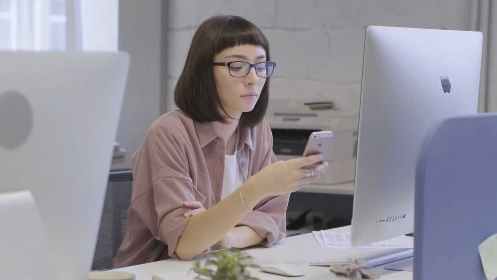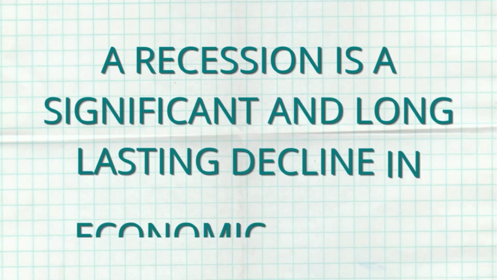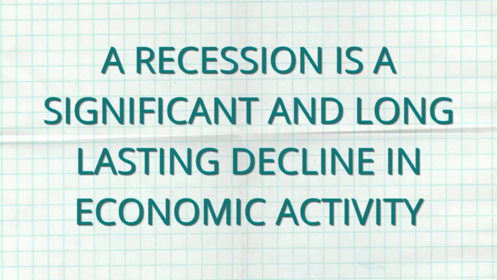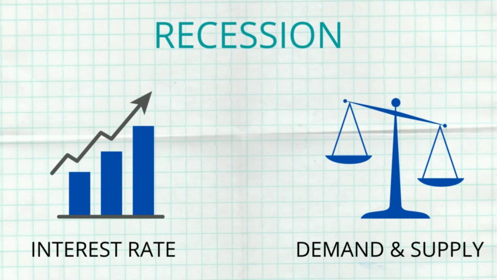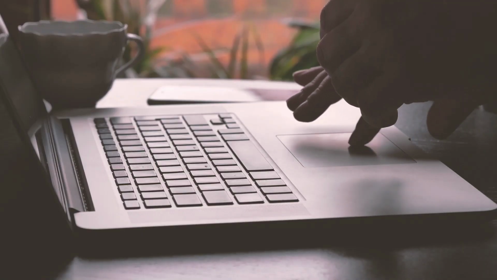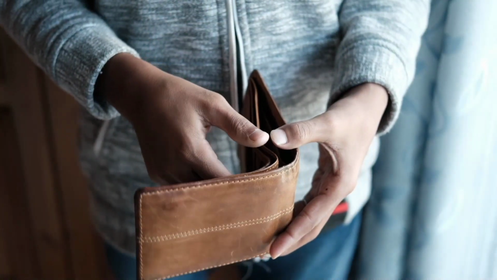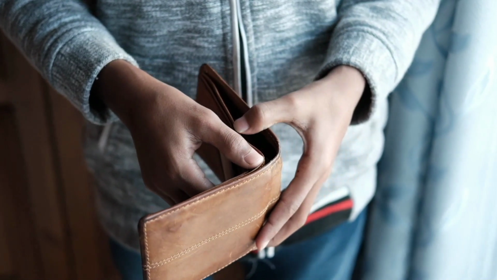Let's revise what we have learned. A recession is a significant and long-lasting decline in economic activity. It happens due to two reasons: imbalance in demand and supply, or a sudden spike or decline in interest rates. In the second part of this series, we will discuss why recessions are inevitable and also why they are necessary.